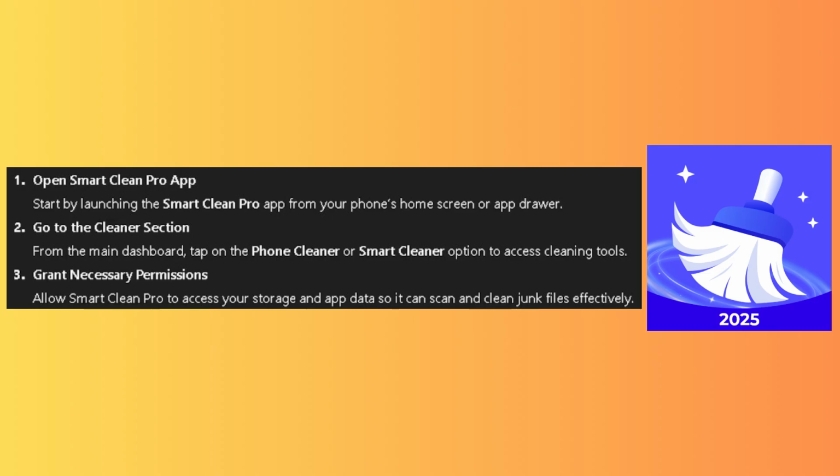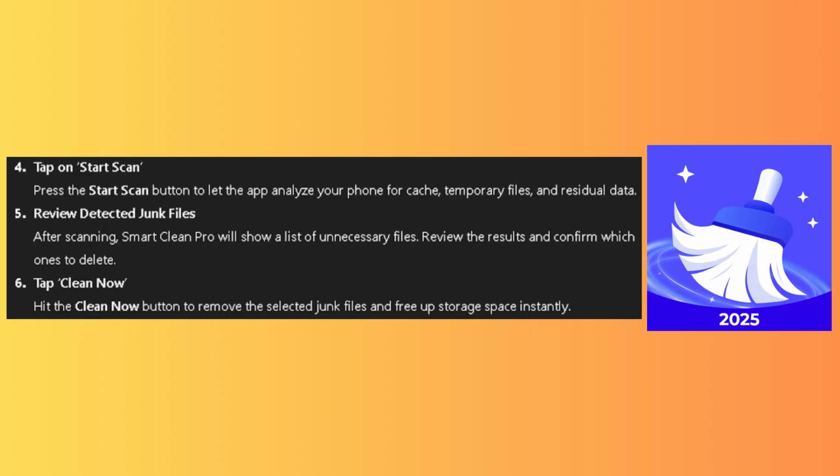Grant the necessary permissions. Allow Smart Clean Pro to access your storage or app data so it can scan and clean junk files effectively. Tap on Start Scan. Press the Start Scan button to let apps analyse your phone for cache, temporary files or residual data.